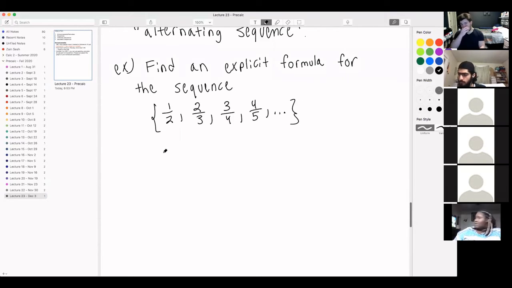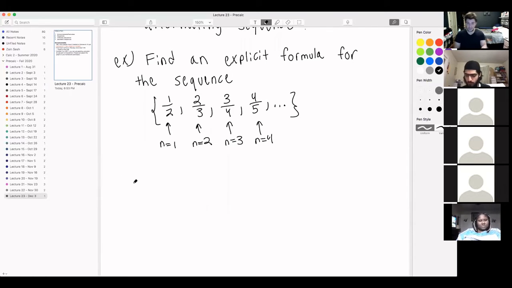Okay, so I need a function such that when I plug in n equals 1, I get a half. I need a function such that when I plug in n equals 2, I get 2/3. So do you see kind of the game we're playing here? When n equals 3, I should get 3/4. And when n equals 4, I should get 4/5. So does anyone see what function will give me these desired sequence terms? So what's an explicit formula here for a sub n?